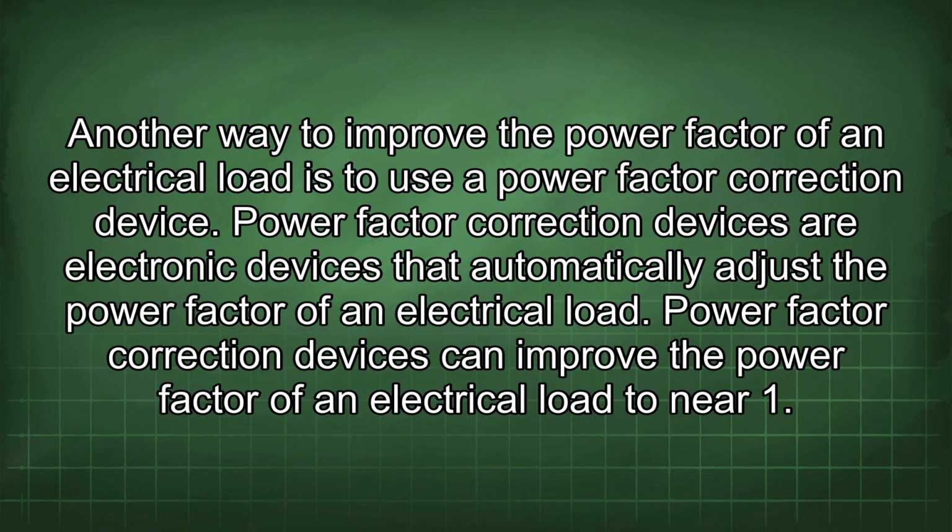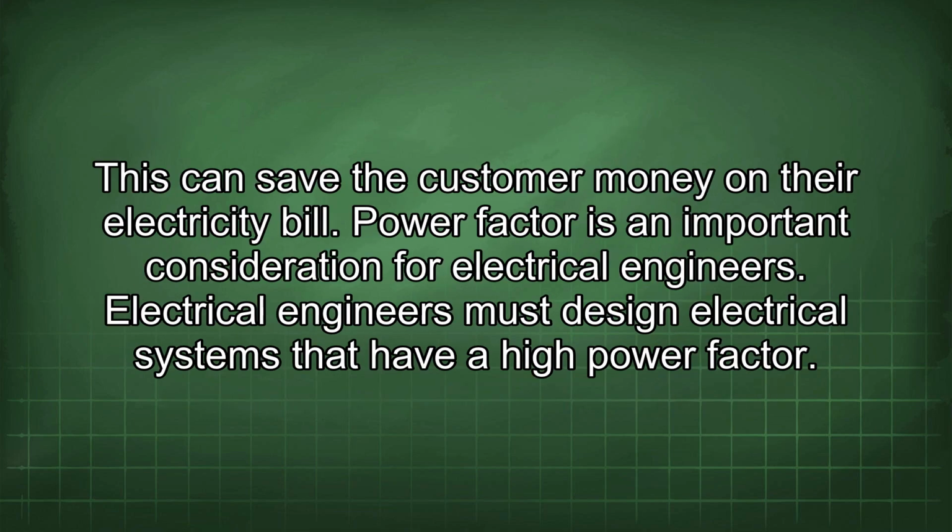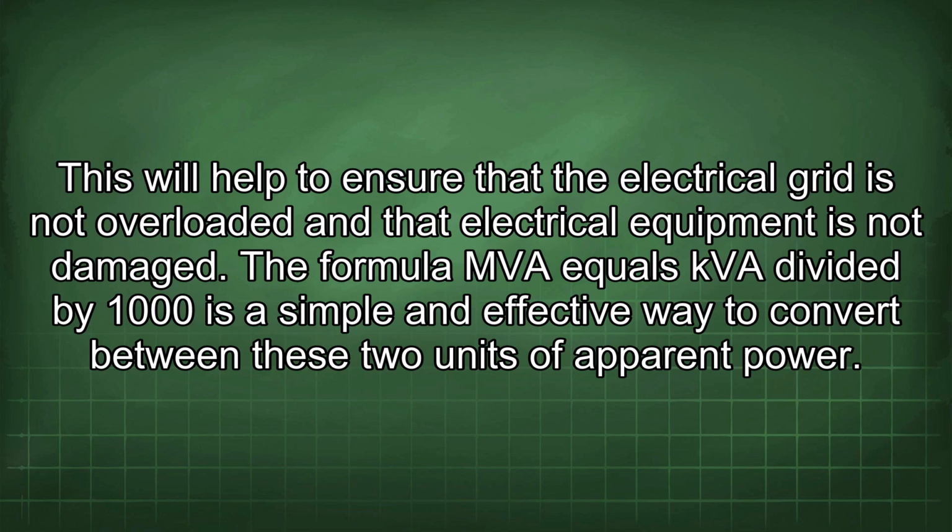Another way to improve the power factor of an electrical load is to use a power factor correction device. Power factor correction devices are electronic devices that automatically adjust the power factor of an electrical load. They can improve the power factor of an electrical load to near 1. This can save the customer money on their electricity bill. Power factor is an important consideration for electrical engineers. Electrical engineers must design electrical systems that have a high power factor. This will help to ensure that the electrical grid is not overloaded and that electrical equipment is not damaged.